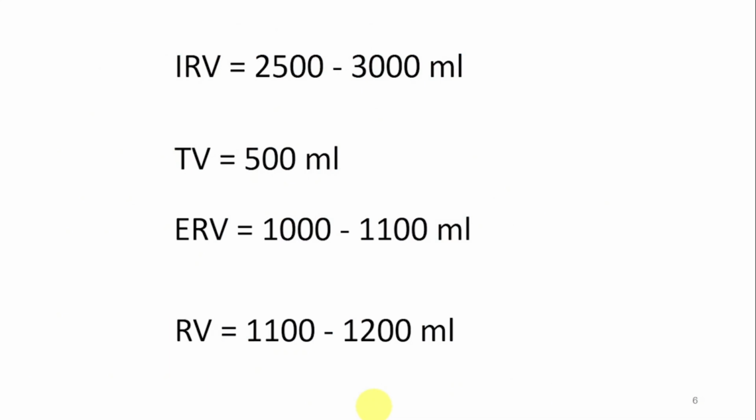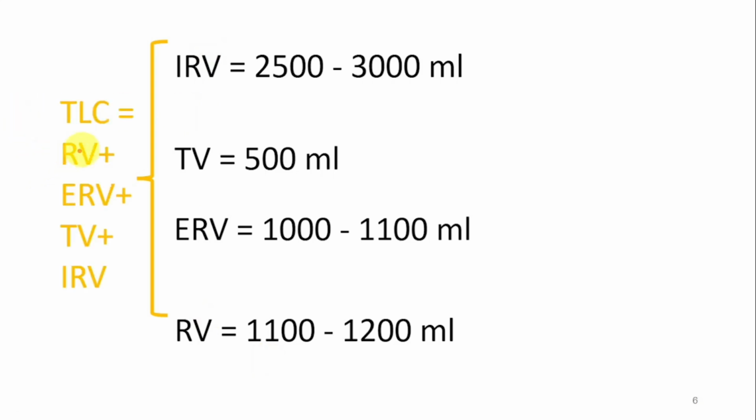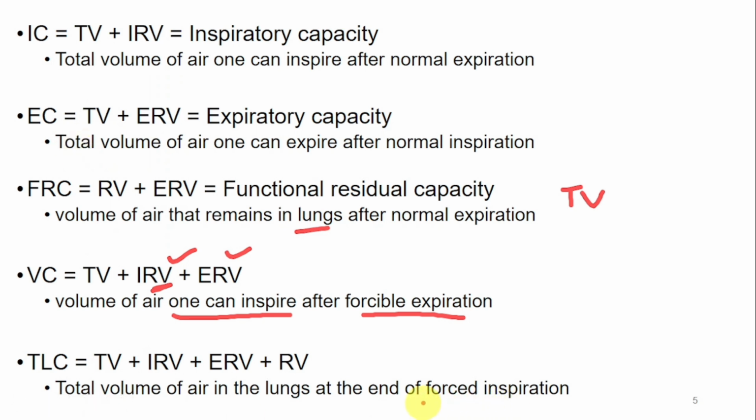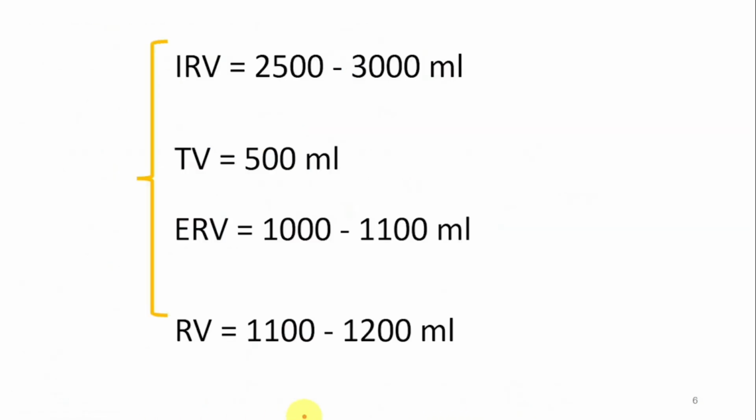So this is a recap: IRV values, TV values, ERV, and RV values. So if you add all these four, what will you get? It will be TLC, total lung capacity. Volume of air in the lungs at the end of forced inspiration. See, at the end of forced inspiration. Total volume of air in the lungs at the end of forced inspiration.